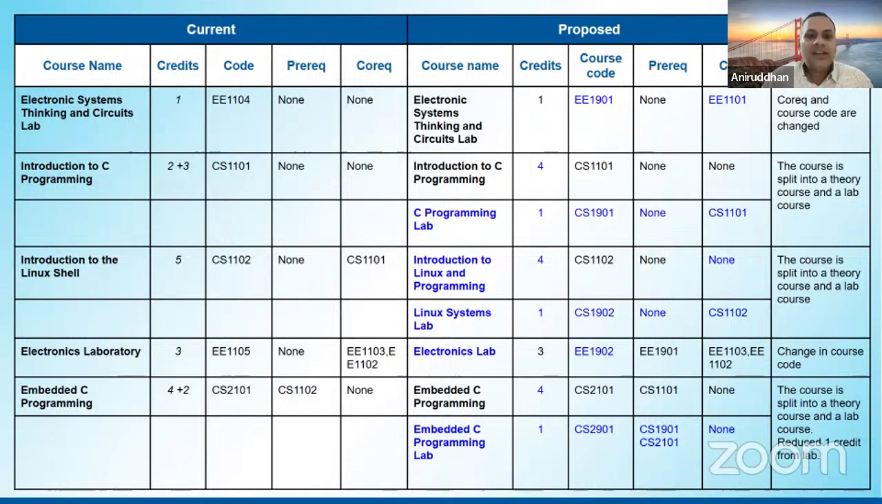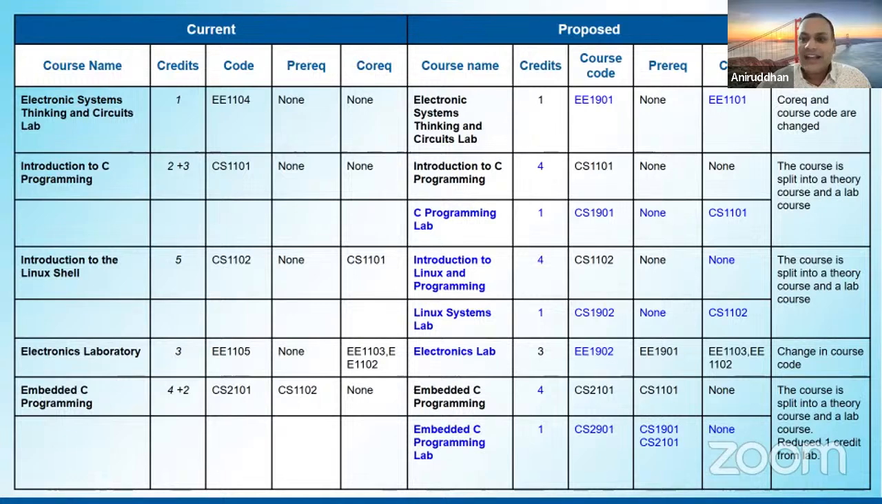Then introduction to C programming used to be a theory plus lab course. We have separated it into a theory course and a lab course. The theory course will be CS1101. The lab course will be 1901. You will see that all the lab courses will have a 9 in the course code, so that as soon as you see the code, you will realize that it's a lab course. So there will be a 1 credit programming lab and a 4 credit theory course.